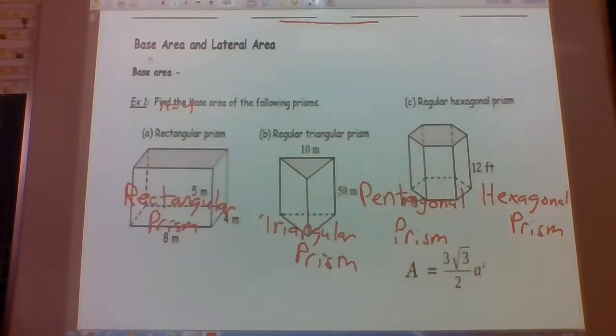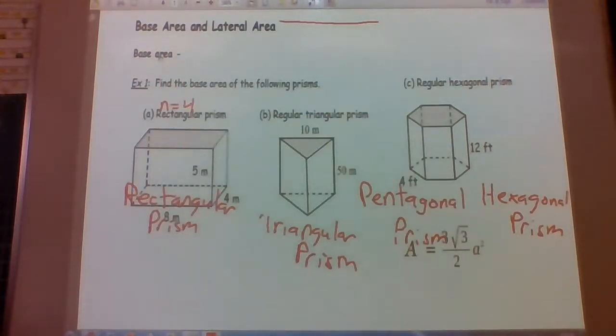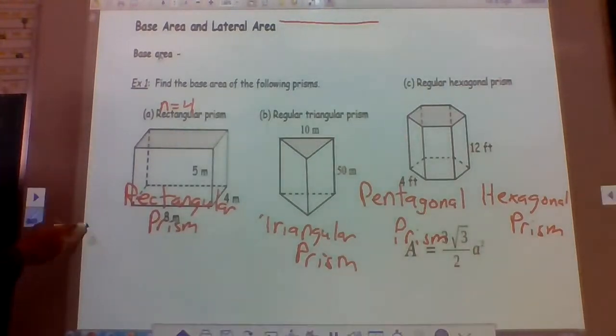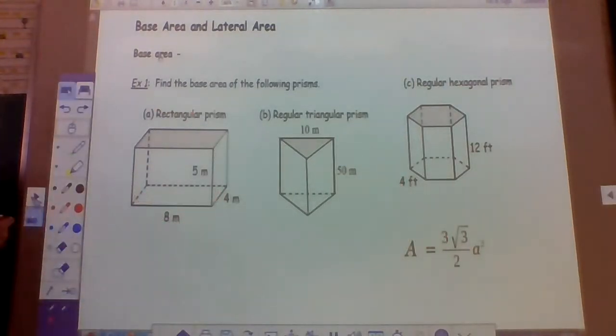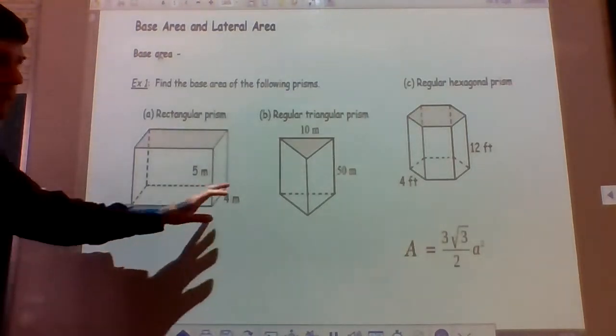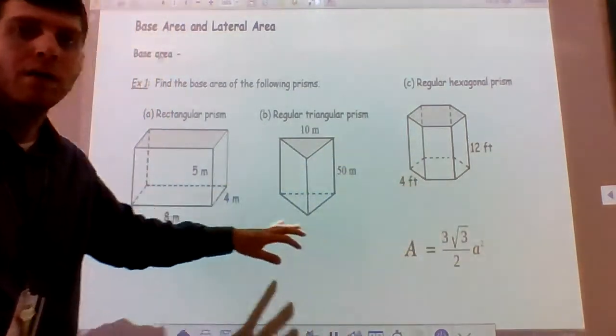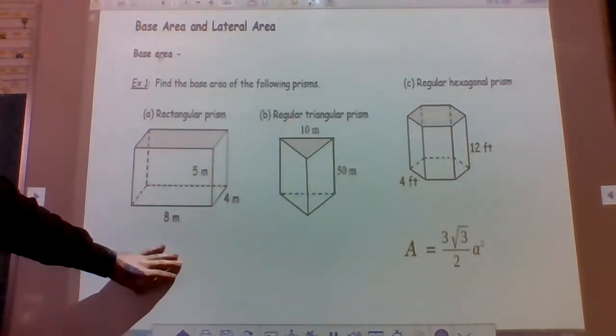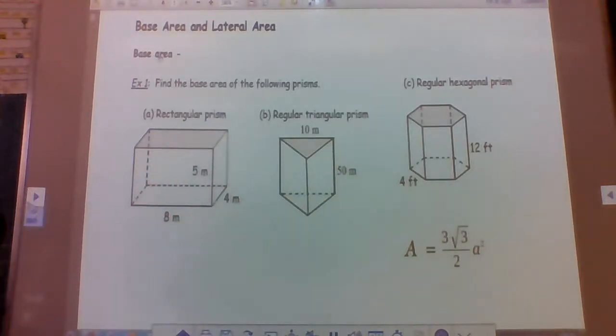So example 1 wants us to find... we have examples 1, 2, 3, and 4. Examples 1, 2, and 3 are going through the 3 steps to find the surface area. Then example 4 is finding the volume for figures A, B, and C here. So 1A connects to 2A, which connects to 3A and 4A. 1B to 2B and 3B and 4B.